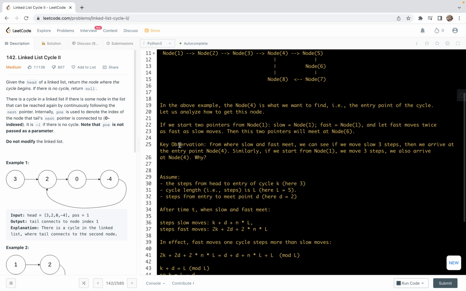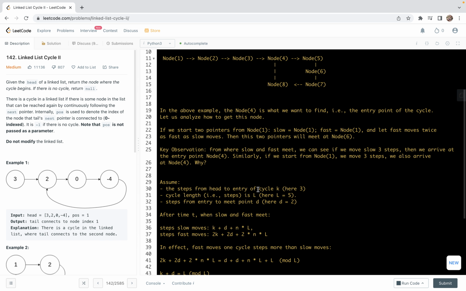Let's assume that the steps from head to the entry of the cycle is K. Here 1 step, 2 steps, 3 steps. So let's use this as K. In this example above, K is 3. And then the cycle length is capital L. Here 1, 2, 3, 4, 5. So in this example above, L is 5. And then steps from the entry point to where the 2 pointers meet, because they meet at node 6, I'll call this D. In this example, D is 1, 2, right? From the entry to the place where they meet, this is 2.